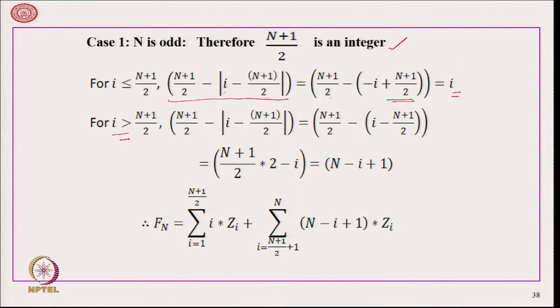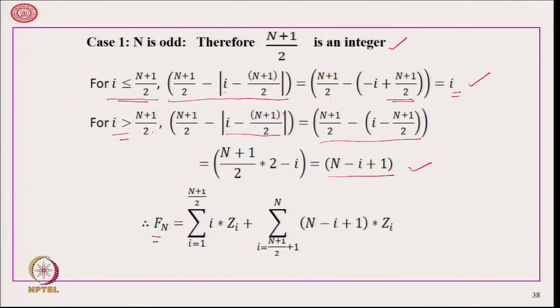But if i is greater than (n+1)/2, then this quantity is positive, the absolute value won't change any sign. Therefore, this is written as (n+1)/2 minus i minus (n+1)/2, which comes out to be n minus i plus 1. Thus, if i ≤ (n+1)/2, then we can simplify it to i. If i is greater than (n+1)/2, then this is equal to n minus i plus 1.